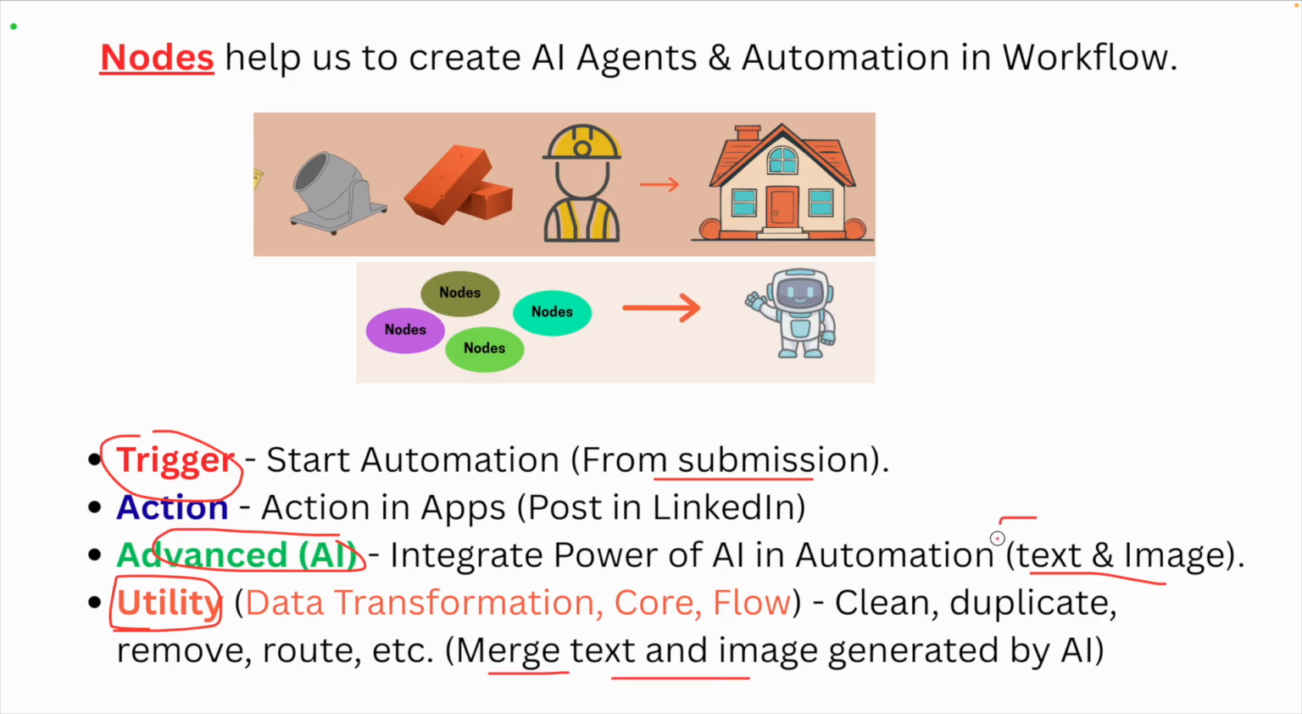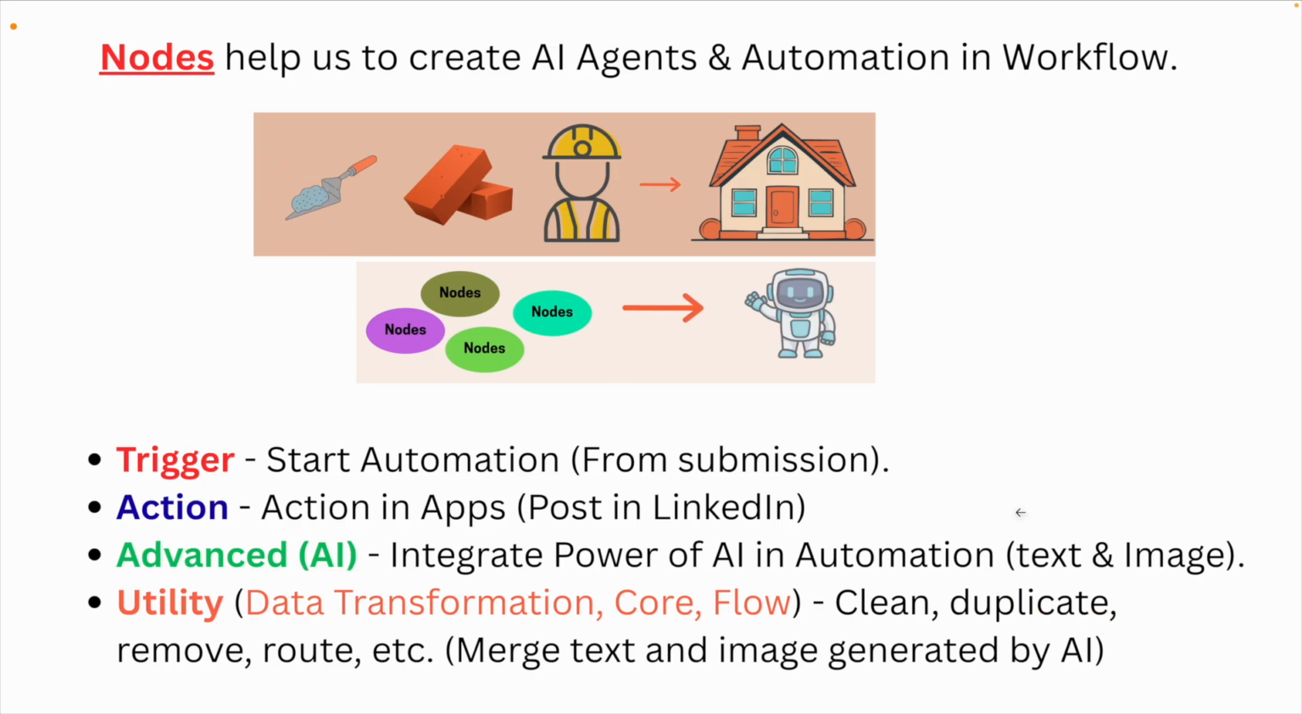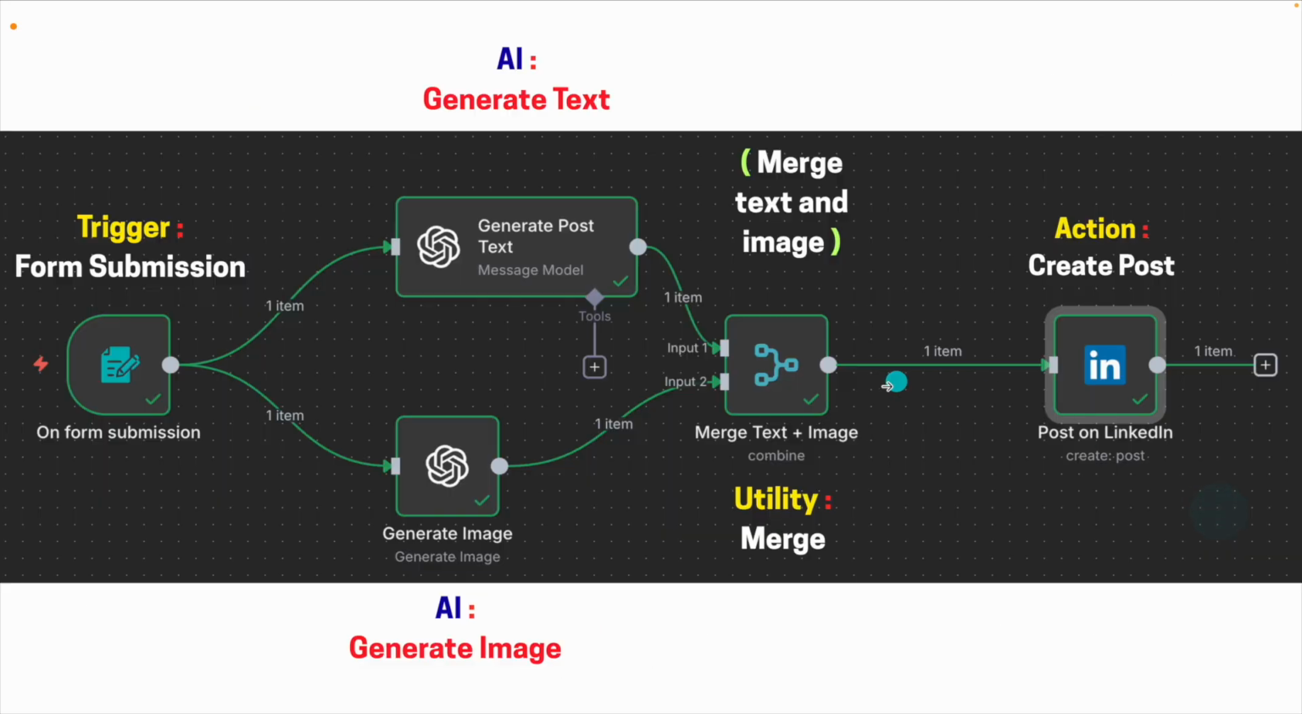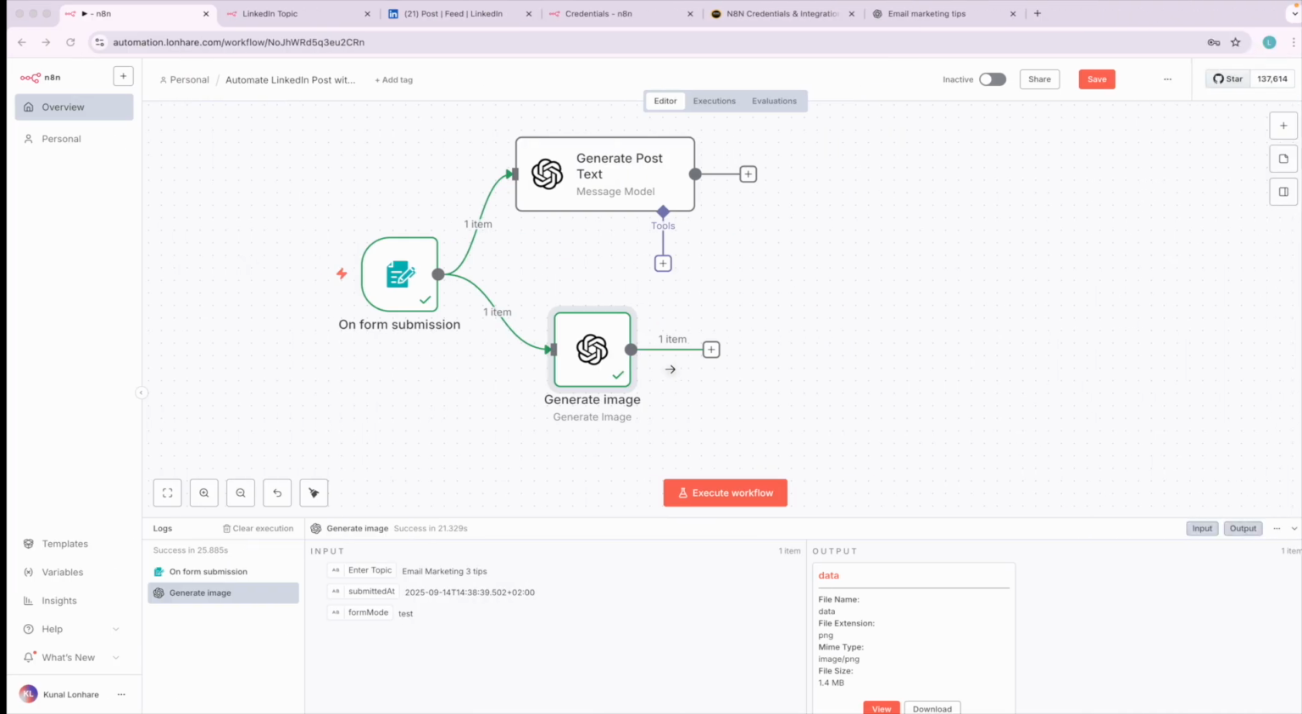So whatever image and text has been generated by AI, we are going to merge them into one. Let me show you, this text and this image will both combine inside this node, and we will get the complete one post. Assume it as one post which we can post directly to LinkedIn. So that is what we are going to do now.